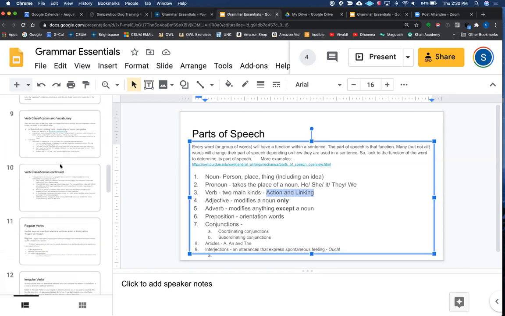So a linking verb is always followed by a modifier, and then an action verb could just stand alone. Well, let's take a look. Can you think of, let's try, you can see that, right?